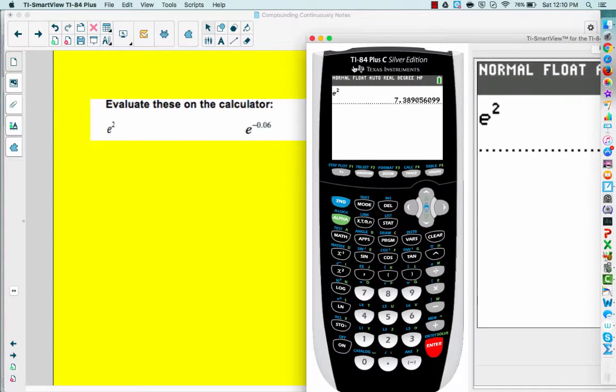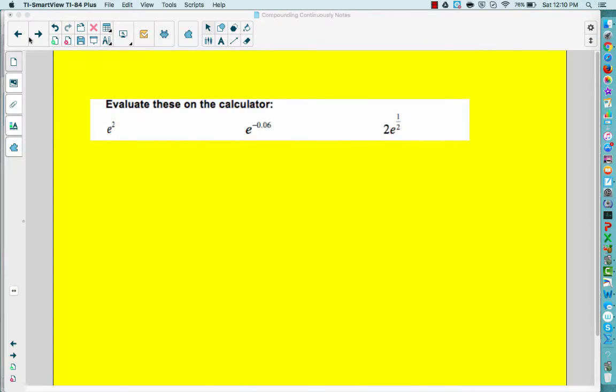You can also do e to the negative 0.06. Oops, I forgot to make it negative. Now remember, when we put in a negative exponent in here, we want to use this negative button right here, 0.06. And it gives us 0.9417. So you can find e on your calculator. Again, it's right above the ln feature. All right, let's put that aside for a second.